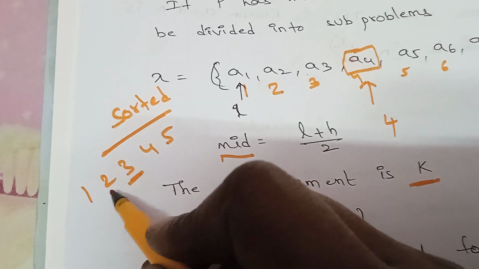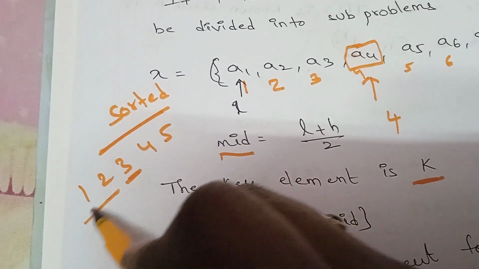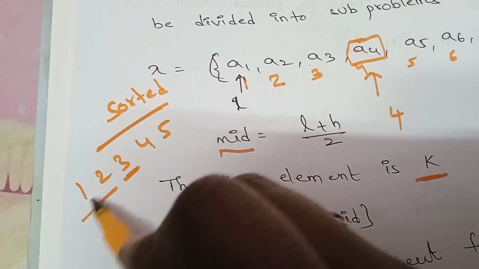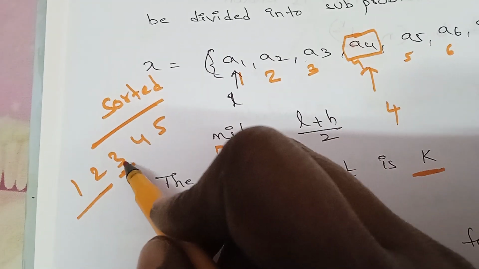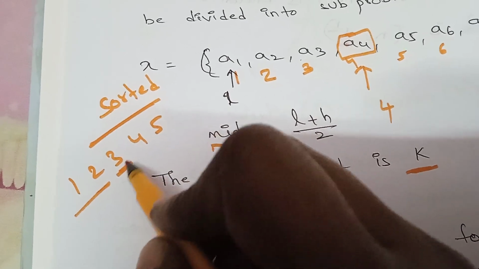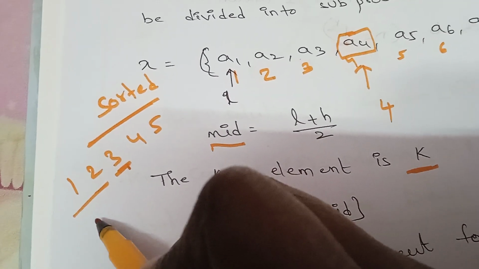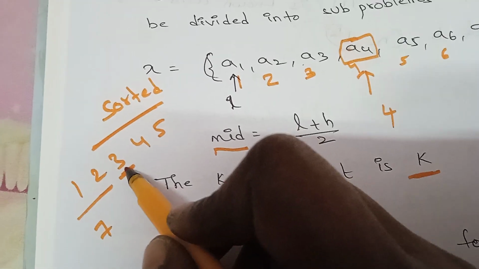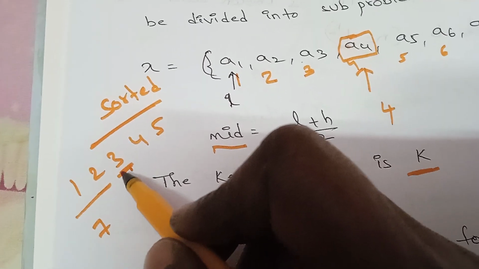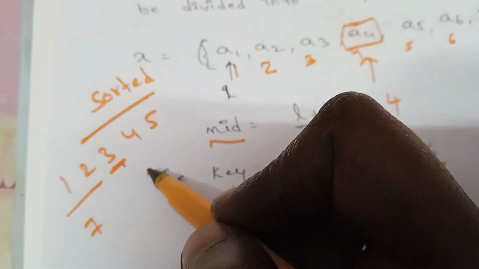Okay, so look at this. Left side elements, for sure, are lesser than the middle. Right side elements, for sure, are greater than the middle element. If, for example, my key element is 7, now 7 double equal to 3 is not equal. So my middle element is not my key element.